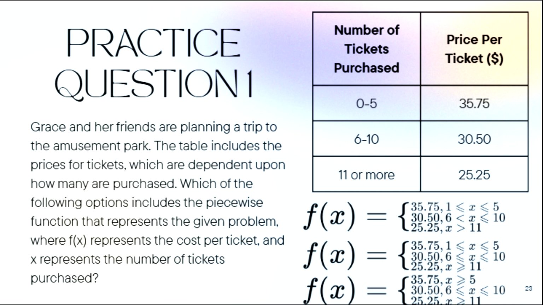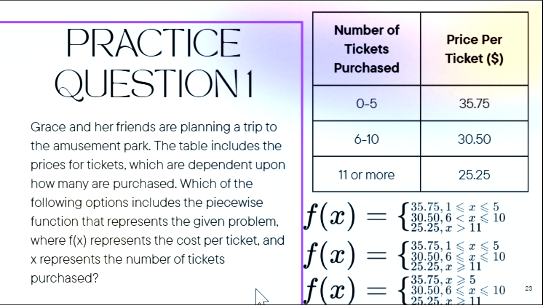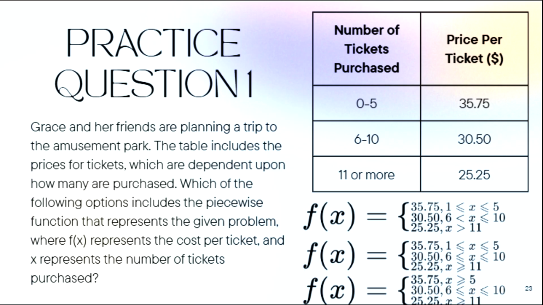Which of the following options includes the piecewise function that represents the given problem, where f of x represents the cost per ticket and x represents the number of tickets purchased? So we're trying to figure out which of these options is the correct option. So first, let's look at the domains we have.